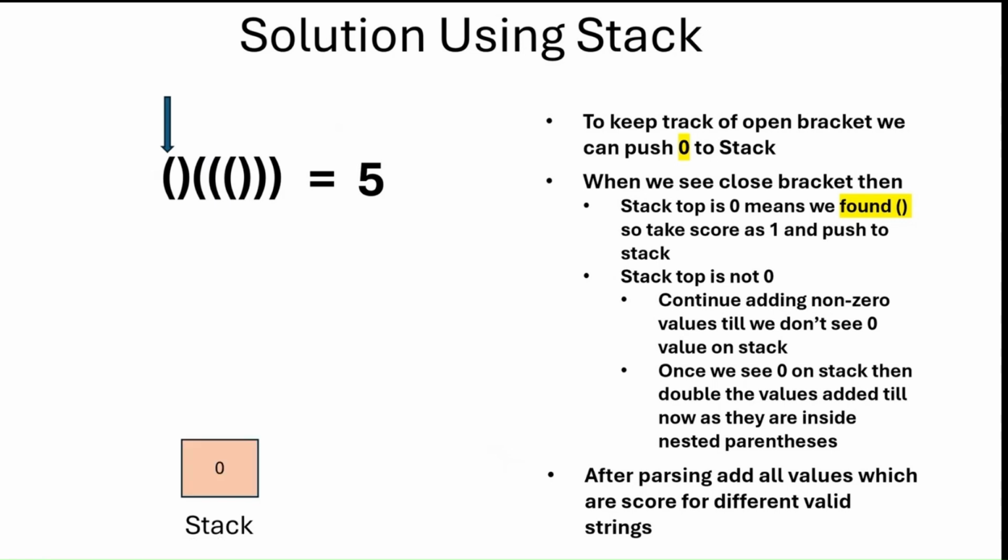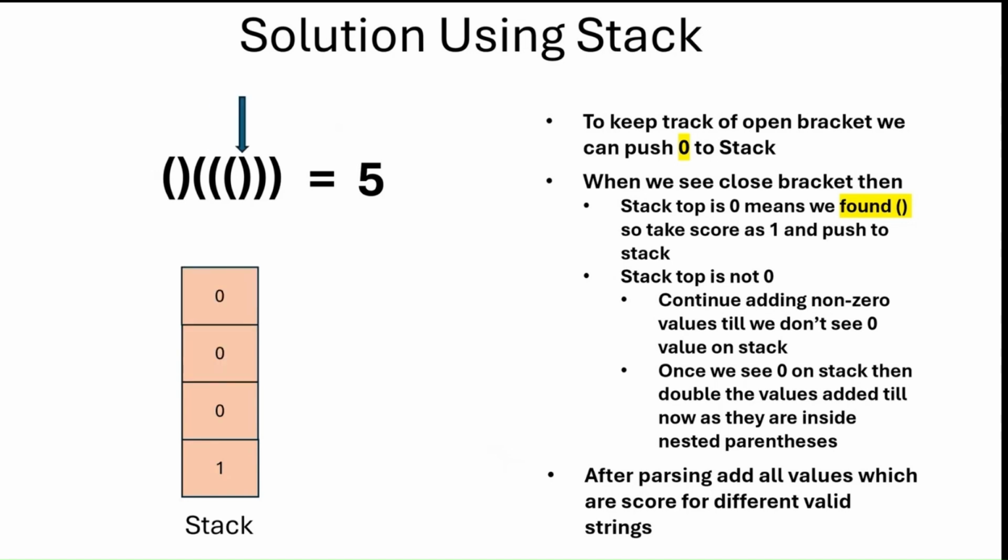Let's understand in detail. Let's say we start parsing, we push 0 for the open bracket. Next is the close bracket. Now stack top is 0. It means that we hit the empty parenthesis, which is the smallest unit. Then we push 1 to the stack. And then we go to the next character, which is an open bracket, and we push 0 to the stack, and we do the same thing for each open bracket.